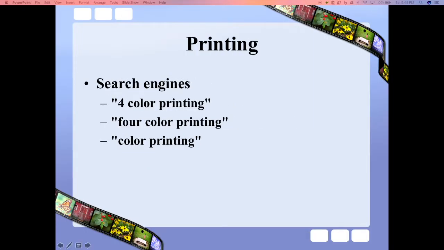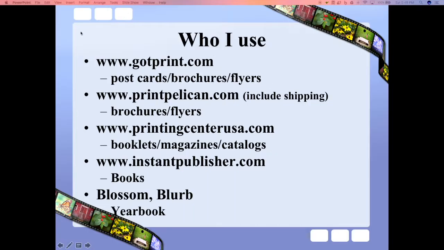Well, you can go into Yahoo or Google and search for 4-color printing or color printing. I use gotprint.com, especially for postcards, brochures, and flyers. I've used Print Pelican for brochures and flyers. It includes shipping in their prices. Printing Center USA I've used for our standard or magazines and booklets. Instant Publisher I've used for books.